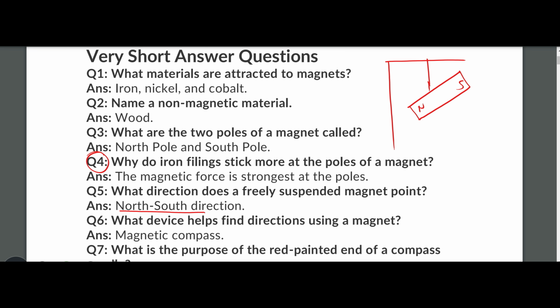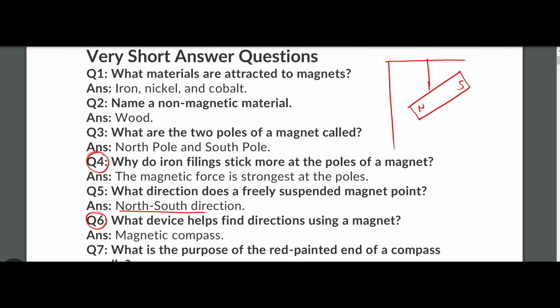Right. Now, what device helps find directions using a magnet? That is the magnetic compass. To find directions we can use a magnetic compass, and for navigation also we can use it. When you travel in the sea or ocean, to find the directions we can use this magnetic compass for navigation. Is it clear, everyone? Okay.